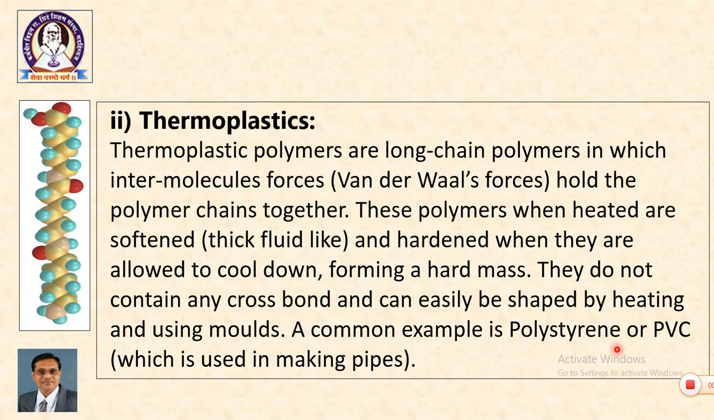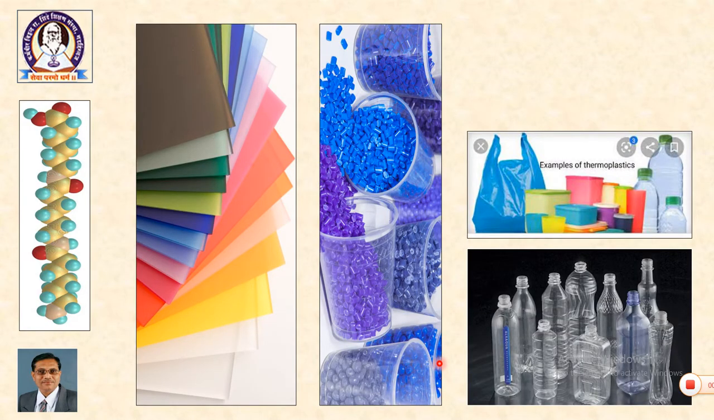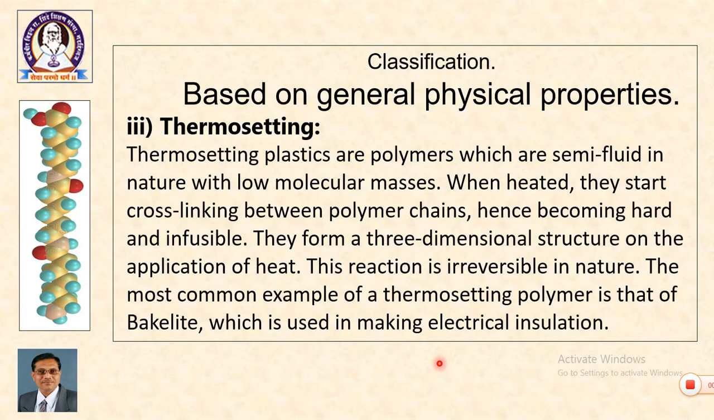So, repeated reshaping and molding is possible with thermoplastics. A common example is polystyrene or polyvinyl chloride, which is used in making pipes. So, thermoplastics can be remolded by using the temperature parameter. When heated, they get softened, they get hardened when we cool them down. So, elastic polymers is the first, and second is thermoplastics. So, these are the examples of thermoplastics. Then the third category is thermosetting. The name suggests that they are observed to get settled down after heating.